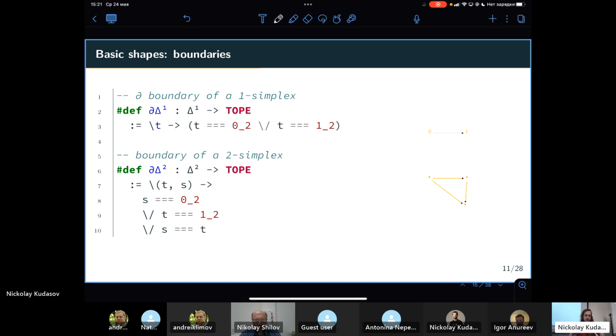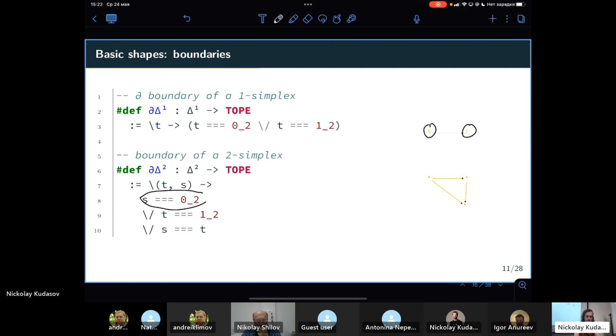So the 2 other important shapes are, of course, the boundaries of the simplex. The boundary of the 1-simplex is just the endpoints 0 and 1 without the arrow in between. And the boundary of a 2-dimensional simplex is, of course, the triangle without the interior. And you can hopefully see from the definition how we define it. For 1 dimension, we just explicitly say it's either 0 or 1. For the 2-dimensional case, it's a bit more interesting.